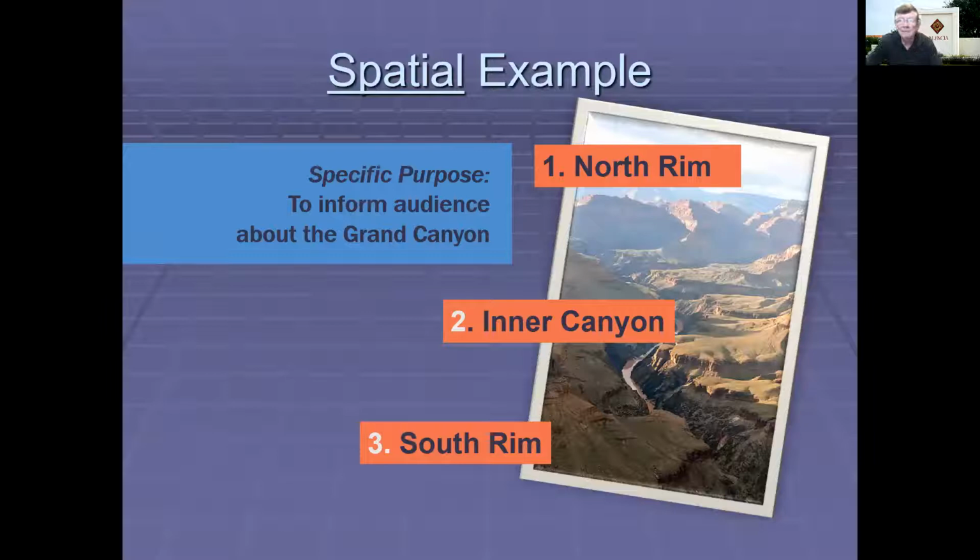Okay, now here's the specific purpose: to inform the audience about the Grand Canyon. Once again, I'm not particularly admiring of that specific purpose. It is a spatial relationship, north to south. But how about if we rewrote it to say this: to inform the audience about the significant geographical characteristics of the Grand Canyon from the north rim to the south rim. That would be a better example.